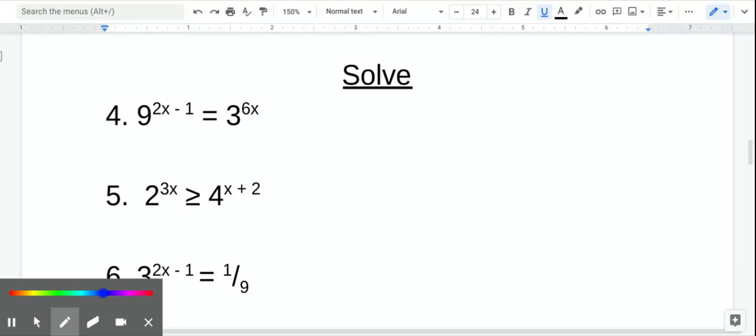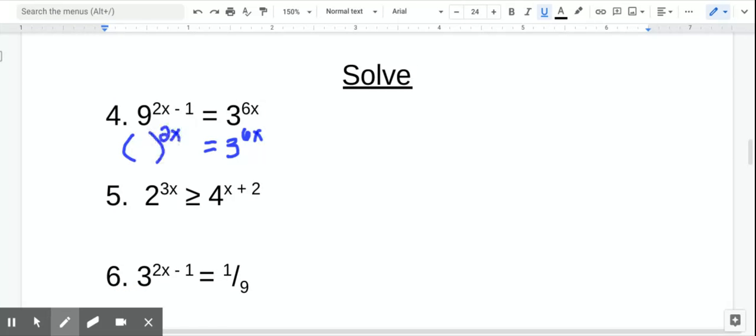So check out number 4. We have a base of 9 and a base of 3. So we want to get them so they have the same base. You usually have to work with the bigger number. There's not really much we can do to change a 3, so we'll leave that alone. But 9 is the same thing as 3 squared. So we can rewrite this. The right-hand side is still going to be 3 to the 6x. And on this side, we're going to multiply this 2 by both of those things. So this is 3 to the 4x minus 2.